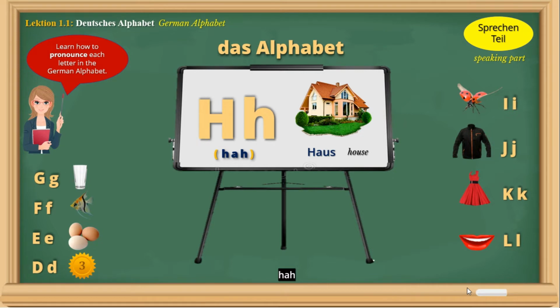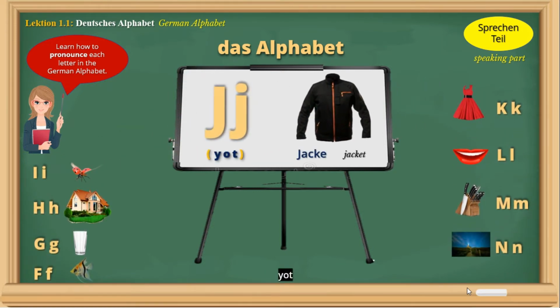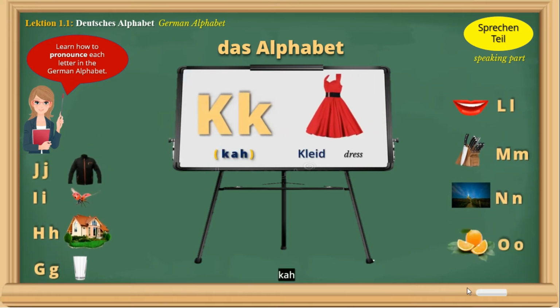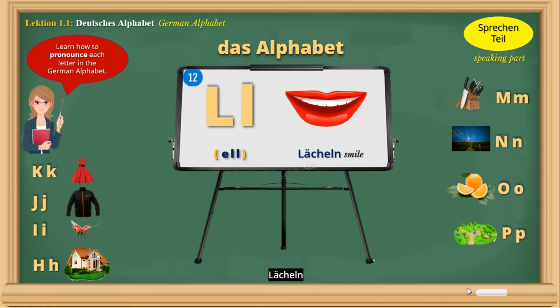H. Haus, house. I. Insekt, insect. J. Yacht. Jacke, jacket. K. Kleid, dress. L. Lächeln, smile.